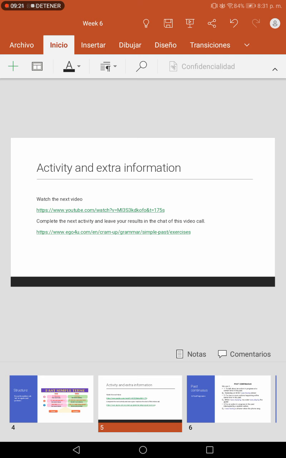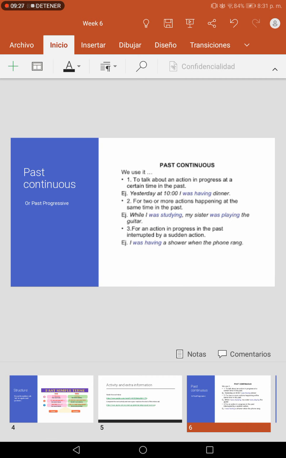Now, we're going to continue with the second grammar topic for this week. The second grammar topic for this week is past continuous or past progressive. Algunos libros lo toman como pasado continuo, otros lo llaman pasado progresivo, pero básicamente es lo mismo. So, what is the use for the past continuous? ¿Cuál es el uso de este pasado?